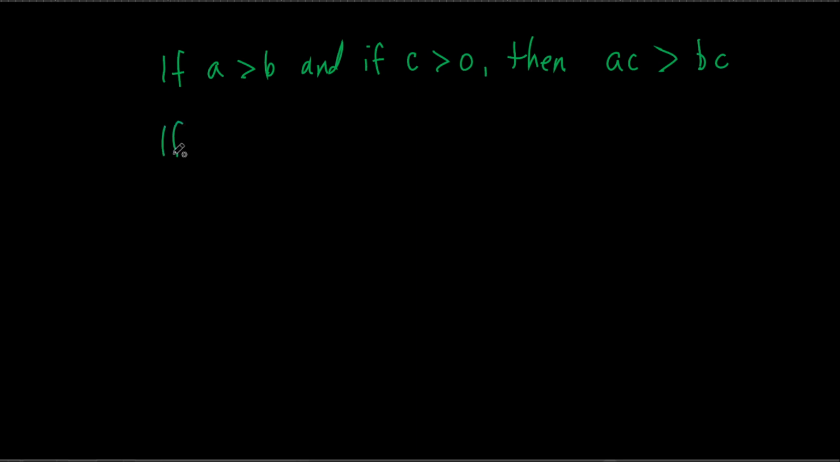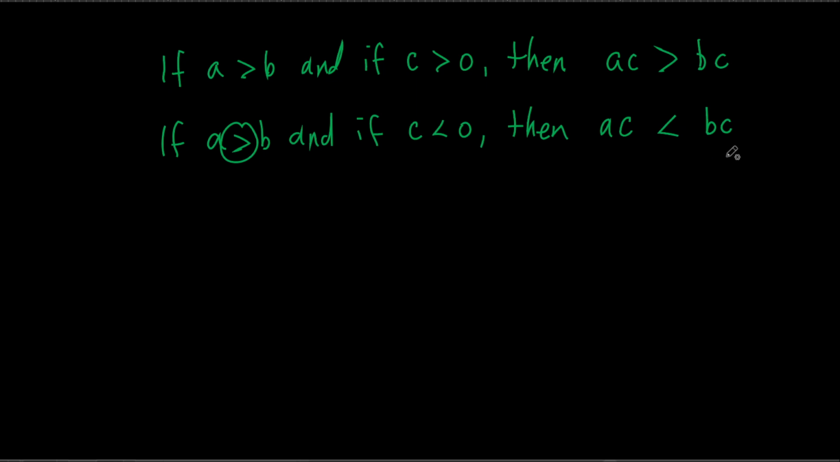The only time that that doesn't work is in these situations right here. If C is not positive, not greater than 0, if C is less than 0. Again, C being less than 0 means that this is a negative number. Now, if I multiplied A times C and B times C, what do you think is going to happen to the sign? I multiplied by a negative. So that means I'm going to change the direction of my inequality. It was greater than, so what's it going to change to? It's going to change to less than.